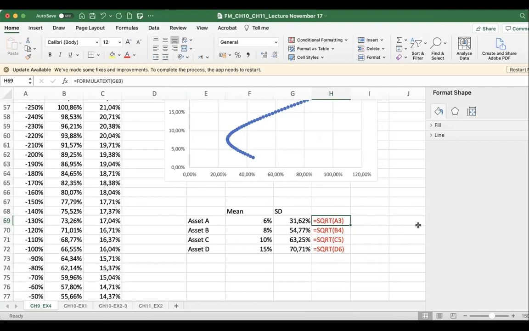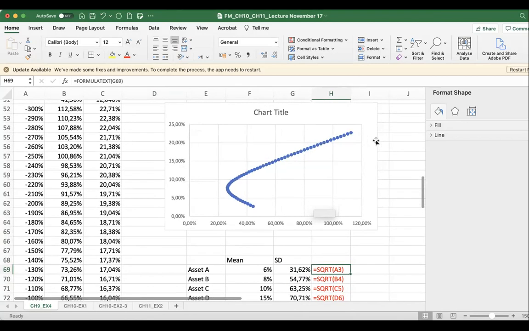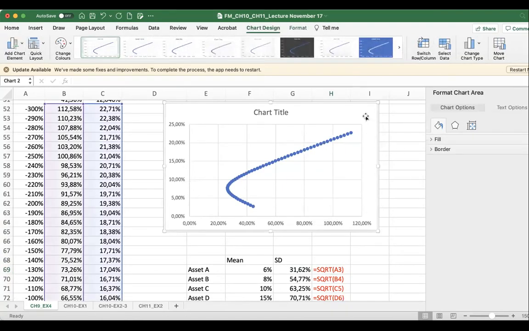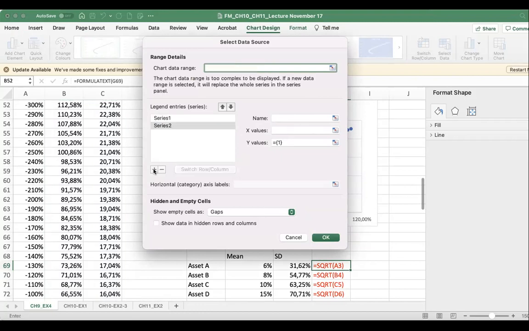Now how to place these numbers on the graph? So you go to the graph, you double click on it, and you have here chart design. You go to select data. So we have to add the new series. So we add here new series of data.